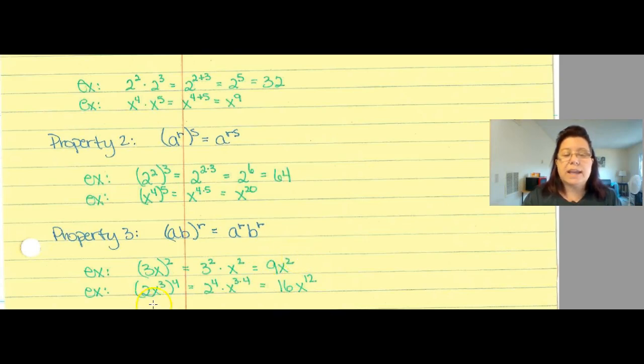Let's try 2x cubed to the 4th. Well, we're going to distribute this 4th power to the 2 and to the x cubed. 2 to the 4th times x cubed to the 4th, which from our previous property, I get to multiply the exponents. So it's 16x to the 12th.